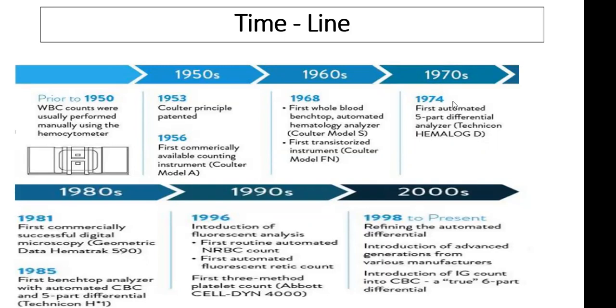You'll be surprised to know that the 5-part differential came long before we were born. 1974 was the time when the first 5-part differential came. And this 5-part differential later got modified into 6-part, including the immature granulocyte, and machines started counting NRBC also. So this is a timeline from the 1950s till date.